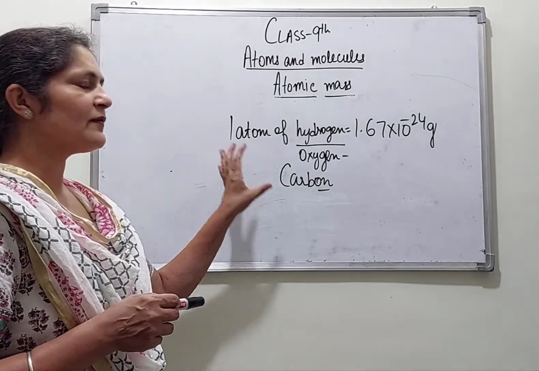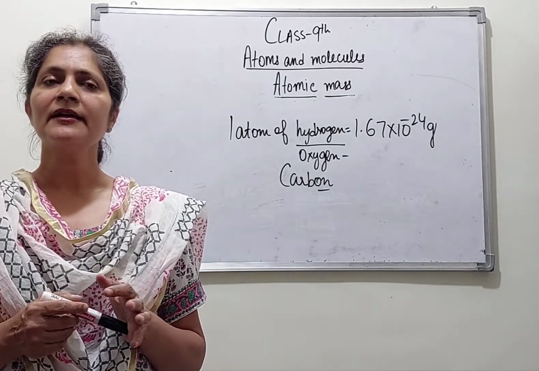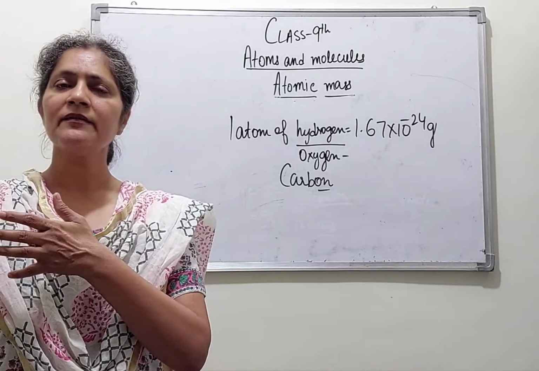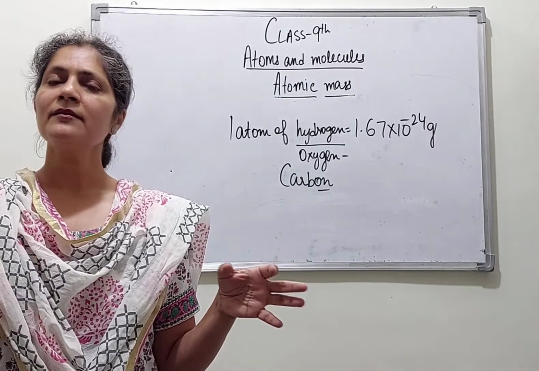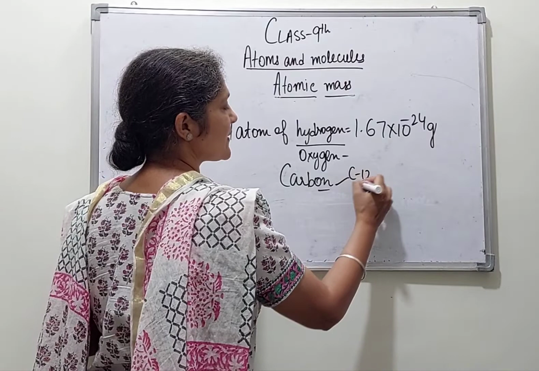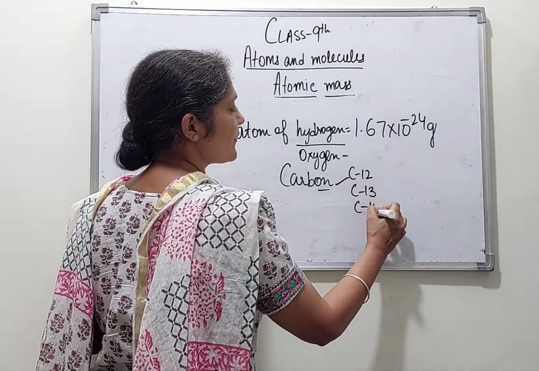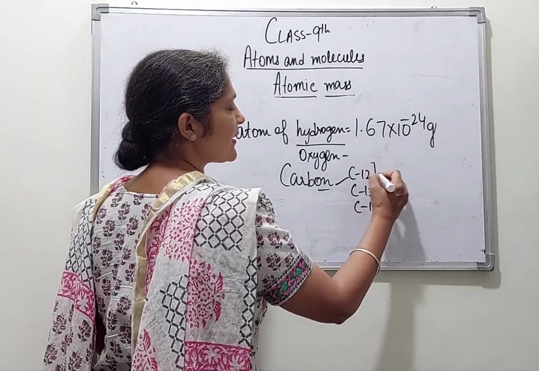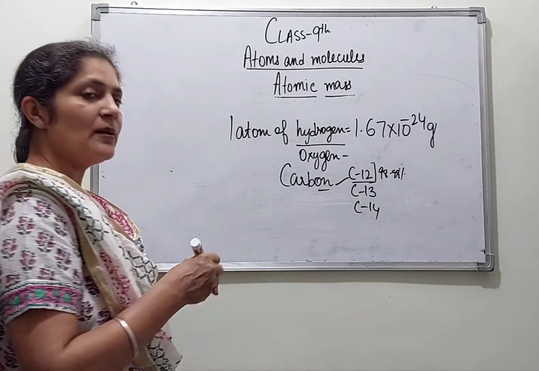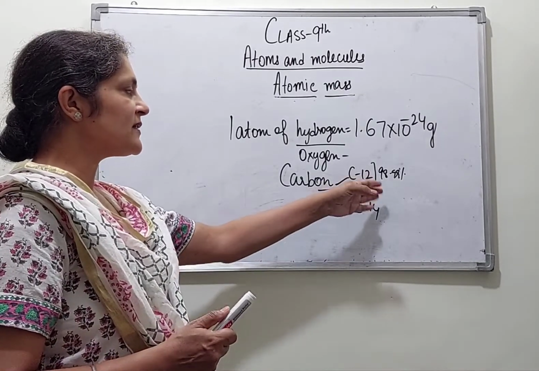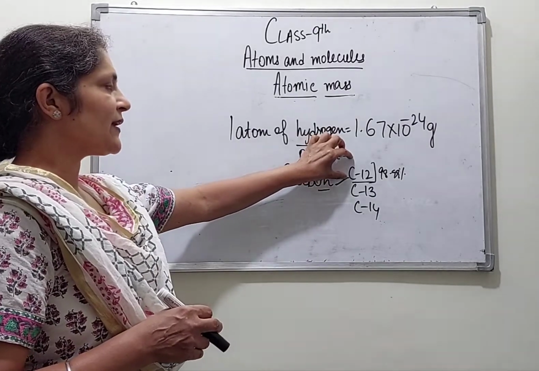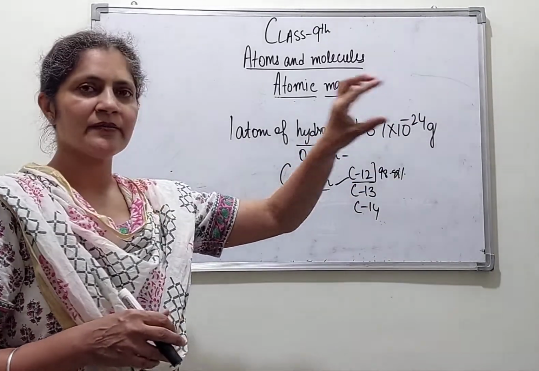Because carbon is very abundant in nature. Second, it is very easily available, and it is not highly reactive and not least reactive; it is moderately reactive. Carbon has the isotopes C12, C13 and C14. Most things, 98.9%, are made of the C12 isotope. The remaining are C13 and C14 isotopes. So we took the C12 isotope for the comparative study.